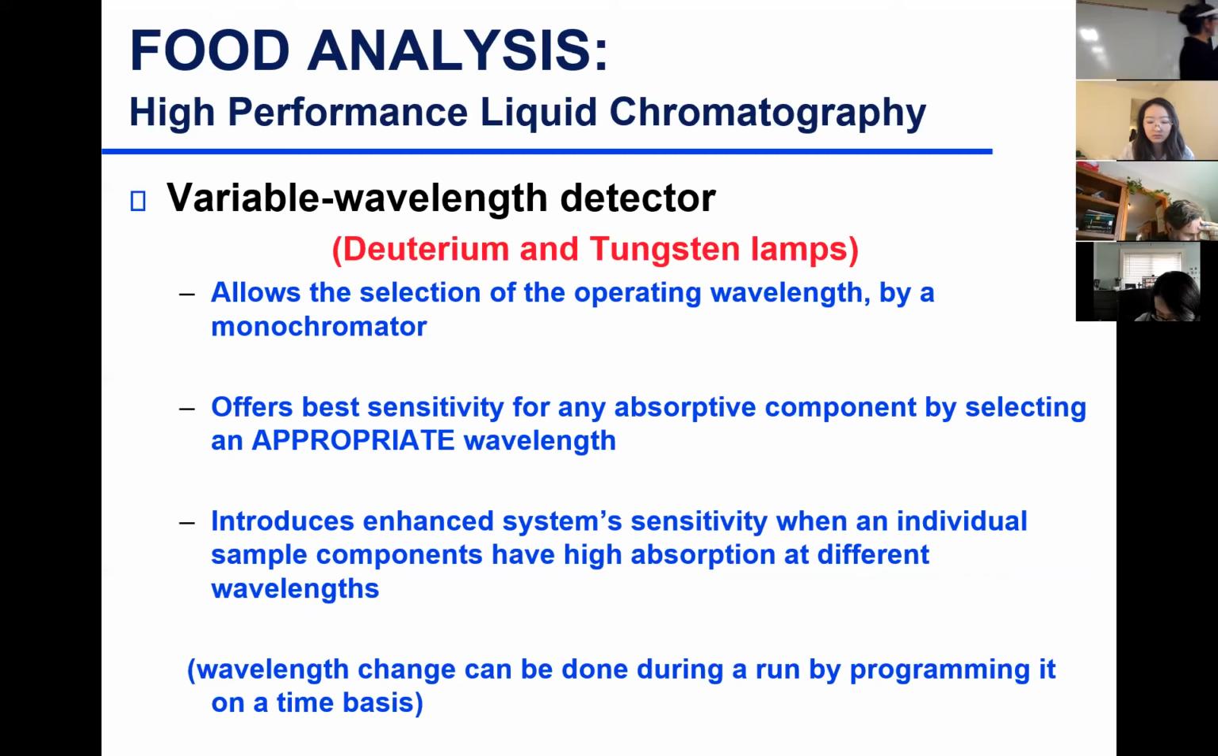So you have two lamps in a variable wavelength UV visible detector, deuterium for UV and tungsten lamp for visible. So they are the source of light. In this detector, you need a source of light that the sample or the component will utilize or absorb. You have better sensitivity at lambda max, right? So the wavelength at which you have maximum absorption. So we really need to know the appropriate wavelength to use to enhance our sensitivity and get best quantification possible.